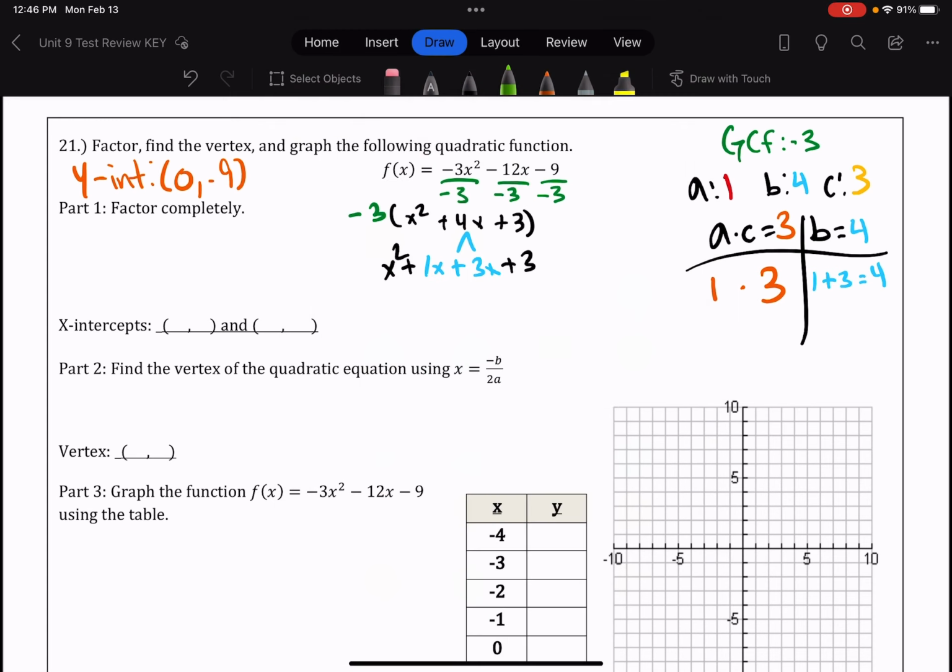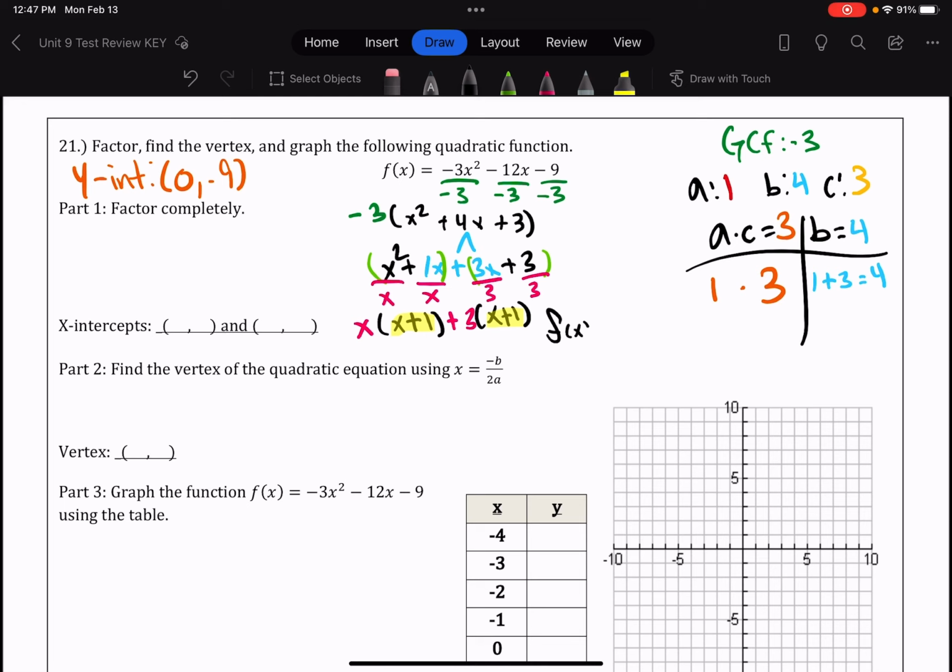And now we factor by grouping. My greatest common factor from the first grouping is an x. Greatest common factor from the second grouping is a 3. So that leaves me with x multiplied by (x plus 1) plus 3 multiplied by (x plus 1). Those are the same thing. So my factored version is f of x equals negative 3 multiplied by (x plus 1) multiplied by (x plus 3).